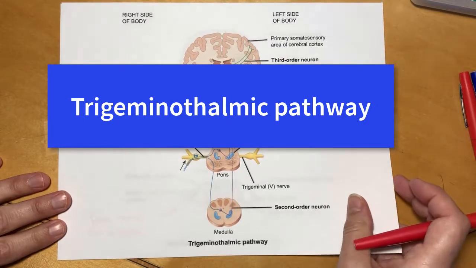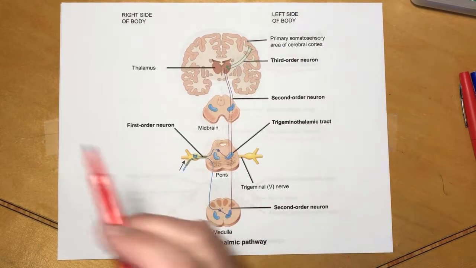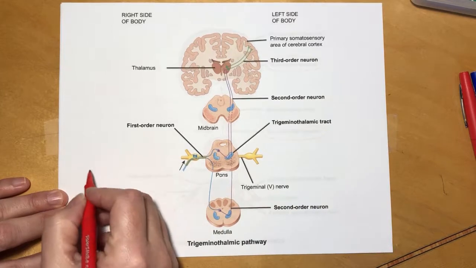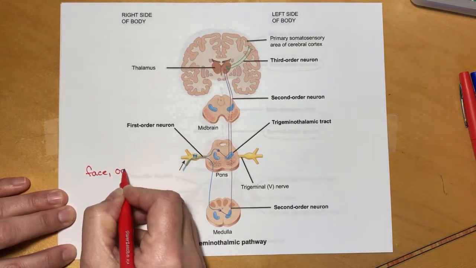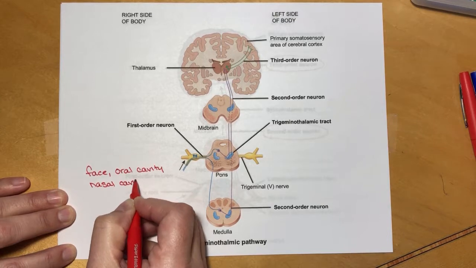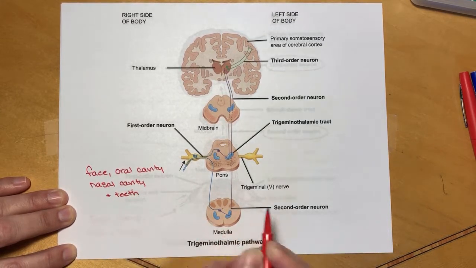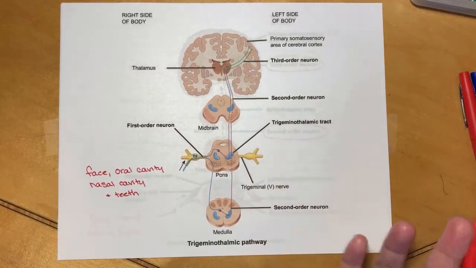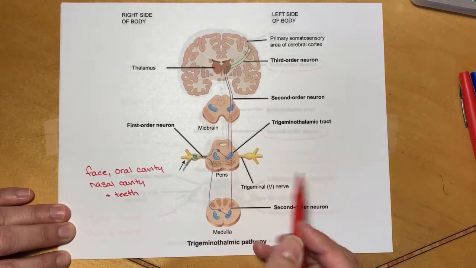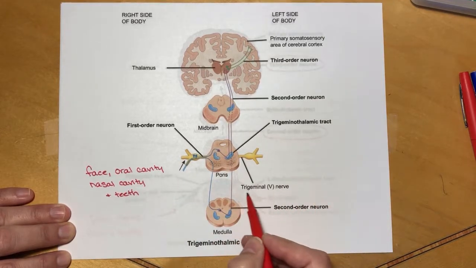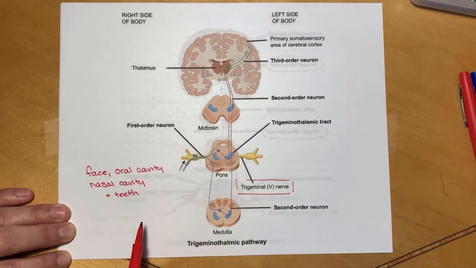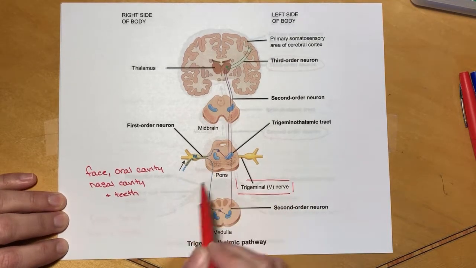Okay, so our next somatosensory pathway is called the trigeminothalamic pathway. The trigeminothalamic pathway is going to be bringing in information from the face, the oral cavity, the nasal cavity, and the teeth. So again, sensory information pretty much from your face is going to be coming in on a unipolar neuron into the trigeminal nerve. Remember the trigeminal nerve, that's number 5, and it carries pretty much all the sensory information from all of these very important places.